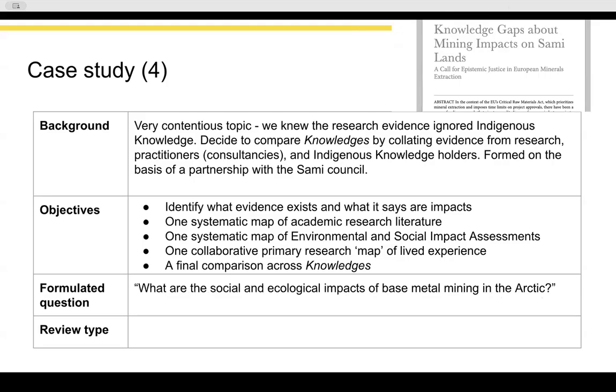So our question was, what are the social and ecological impacts of base metal mining in the Arctic? So our population was the Arctic, base metal mining was the intervention, and social and ecological impact was the outcome. But we were particularly interested in the types of outcomes that were the target of each of those 3 different knowledges. And so we had two systematic maps, one for EIAs and SIAs and one for research literature, and then a primary research study which aimed to map Indigenous knowledge in the same way.